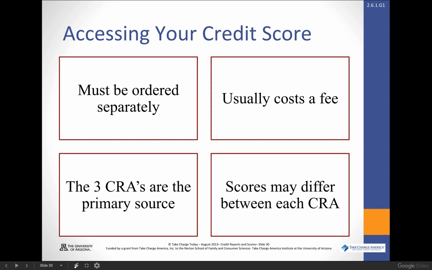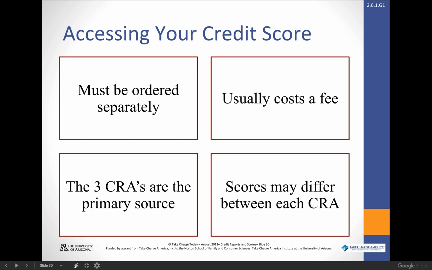When we want to access our credit score, this must be ordered separately. This is not going to be on that same request when you view your credit report. Your credit report and your credit score are different. Reviewing your credit score sometimes costs a fee. Depending on the different types of credit that you have, you may be able to see your credit score for free through that lender.